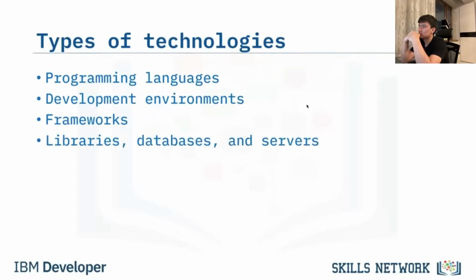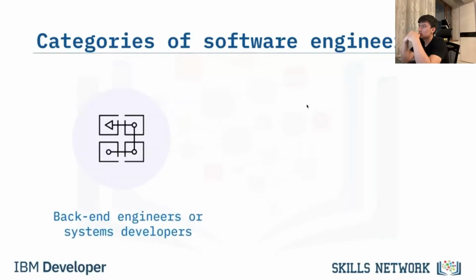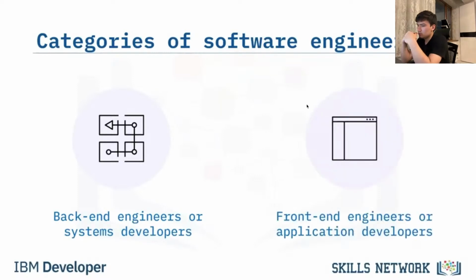and servers. There are two categories of software engineer: back-end engineers, also known as system developers, who build the computer systems and networks that front-end applications use, and front-end engineers, or application developers, who are more client-focused. They create the software that users will interact with, such as Android, iOS, and Windows applications, and platform-agnostic websites.